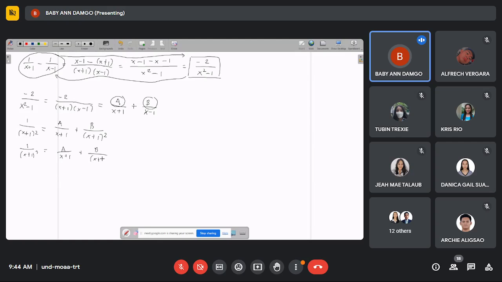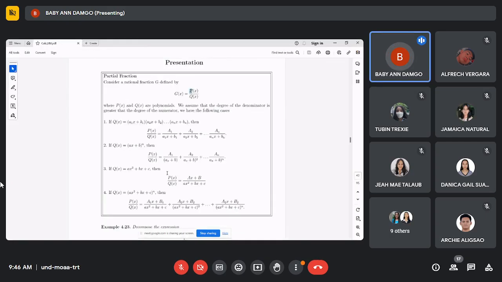Okay. So, another case. What if we have Q here, a trinomial, which is ax squared plus bx plus c? This is the same as cases 1 and 2. The difference, class, is that here we have a nonconstant, so the numerator can now be a binomial, in the form of ax plus b.